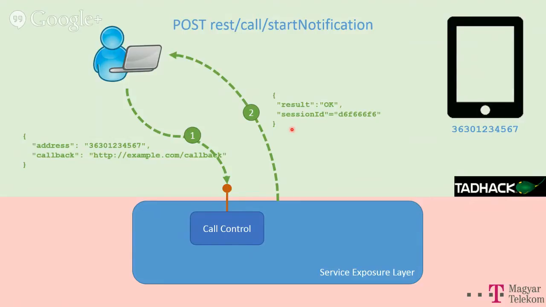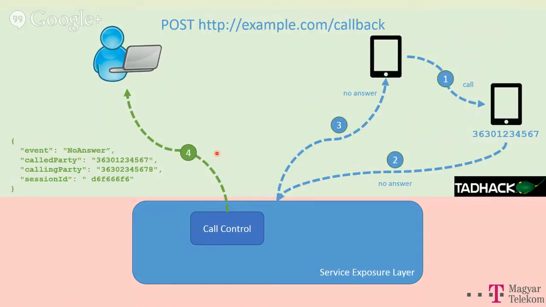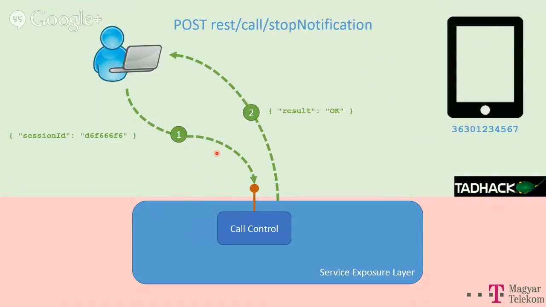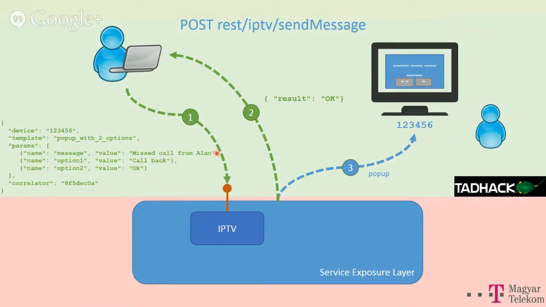If you subscribe to an address, all the call events will be sent back through callback to the application, like no answer or busy or an incoming call and things like that. You can stop the notification very similarly to the short messaging service, and what we think could be very interesting and new for the developers is the ability to interact with IPTV through set-top boxes.